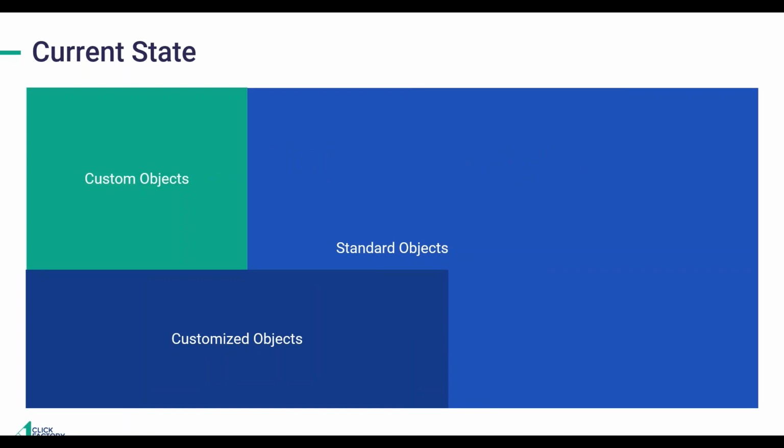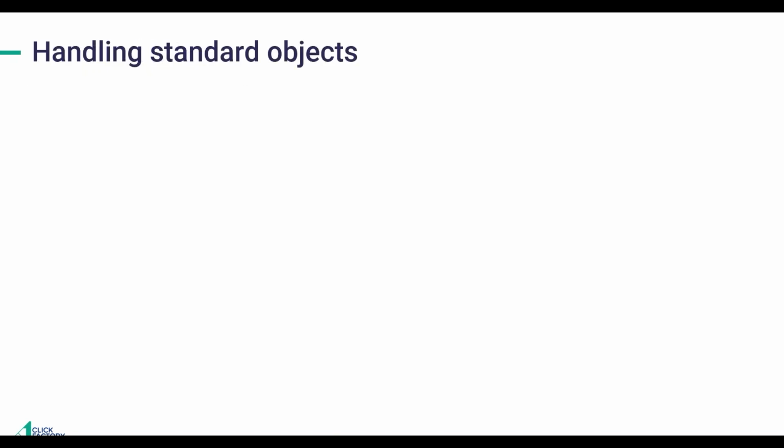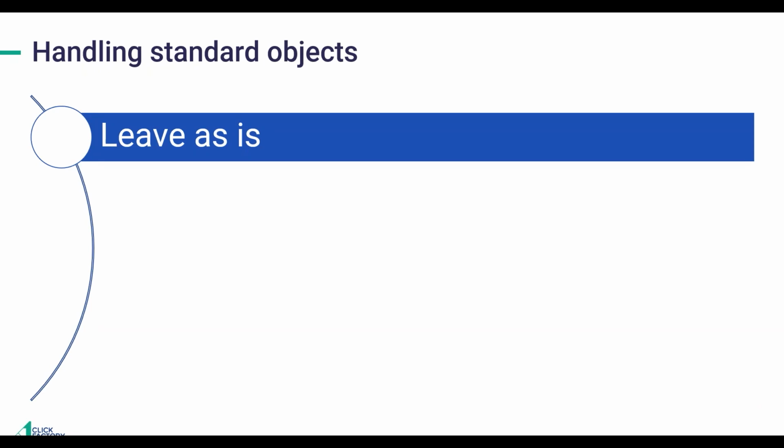So your current state looks probably the same as on the screen. You have a bunch of standard objects in your solution, some customized objects, and some modified objects. So what do we do with all these three groups? With standard objects, we can actually leave them as is. There is no need to do anything specifically with them.